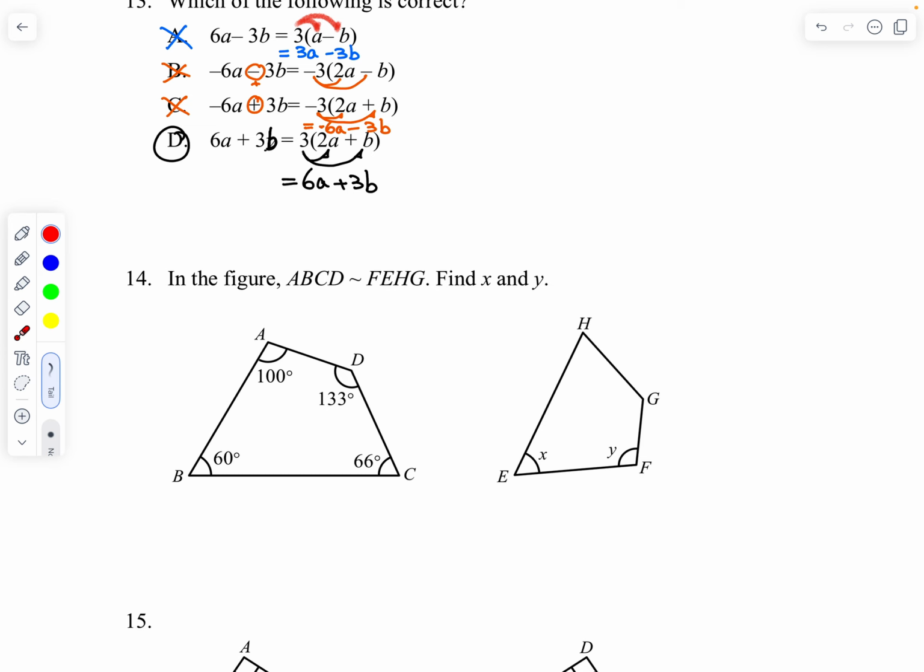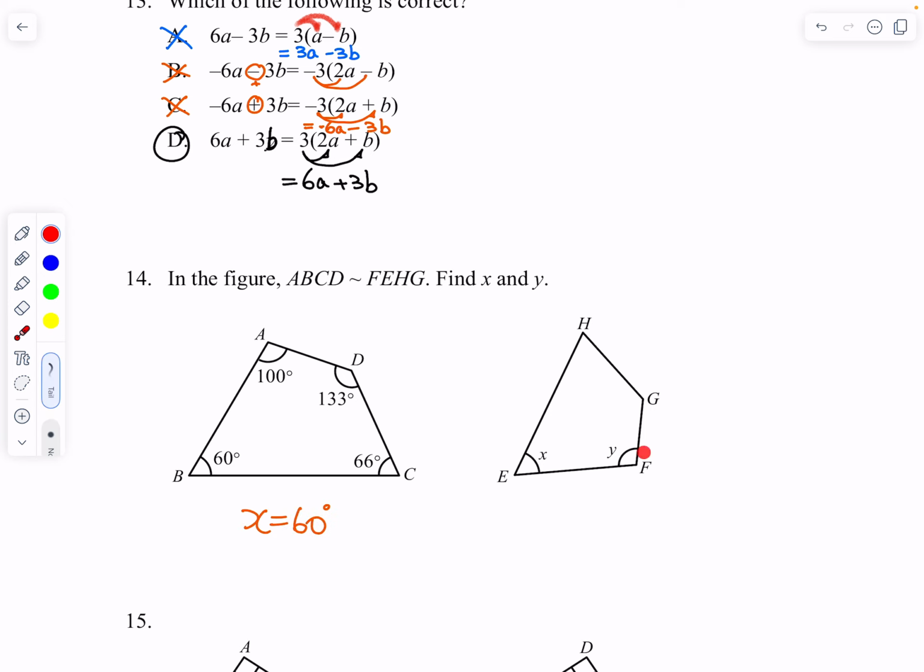For this you have to be very careful about where x and y are. x is above e, and e will be the same as which angle? E will be the same as b. So whatever b is having, e will also have that. If b is 60, e will also be 60. So x is also 60.